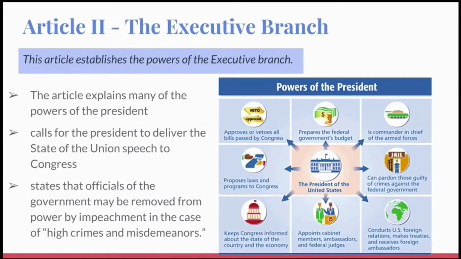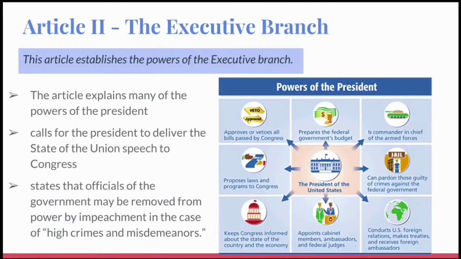This article establishes the powers of the executive branch. It calls for the president to deliver the State of the Union speech. The president doesn't just give this speech because he wants to. This is actually constitutionally required. People wanted to make sure that the president would keep the common people updated on what was going on.